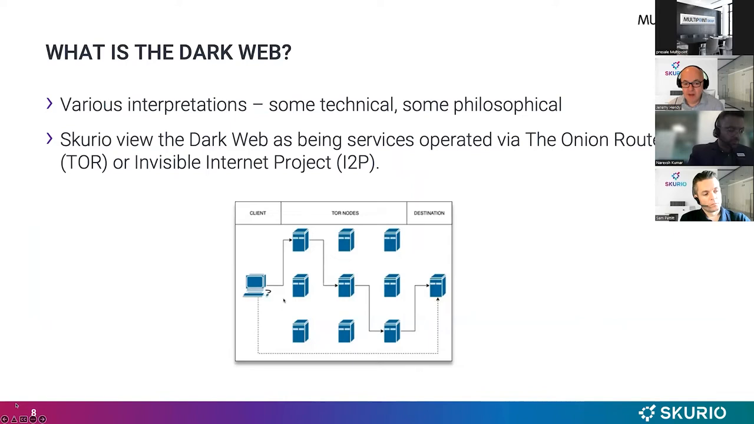I'm going to talk a little bit about the Tor network, the dark web, the Onion router. So if we think about the dark web from a technological perspective, we consider that as being sites operated via Tor or via the Invisible Internet Project, I2P. They work slightly differently, but they achieve the same aim, and that is anonymity. And the Tor network, the Onion router, operates through layers, just like an onion, to make the communication between the client and the server anonymous.